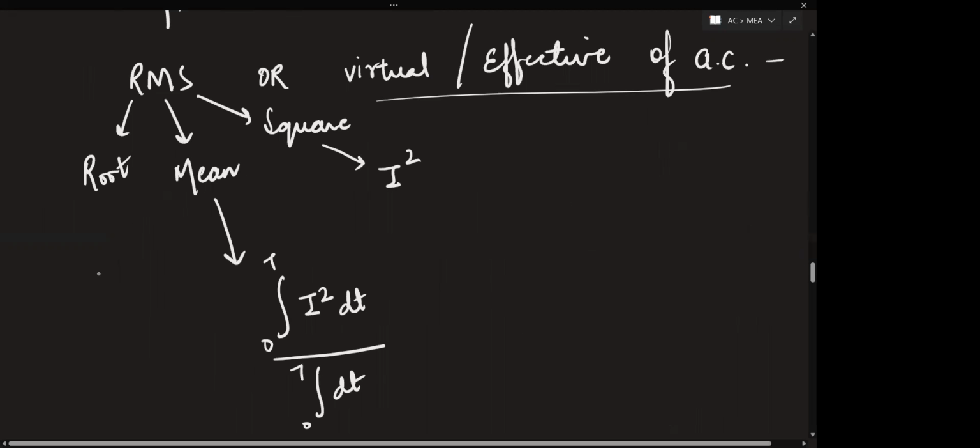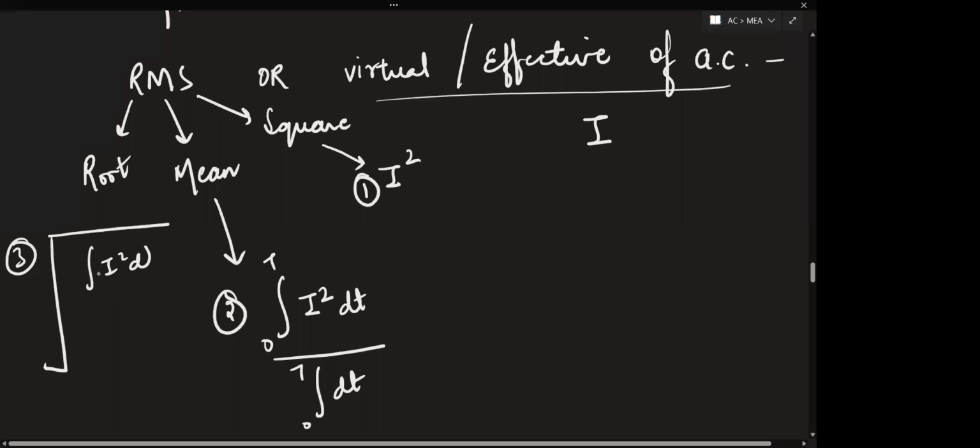Now, square is done, current was I. So first step, square. Second step, mean. Third step is just put under root. That becomes I square dt 0 to T divided by integration of dt 0 to T. This is what you have to do.